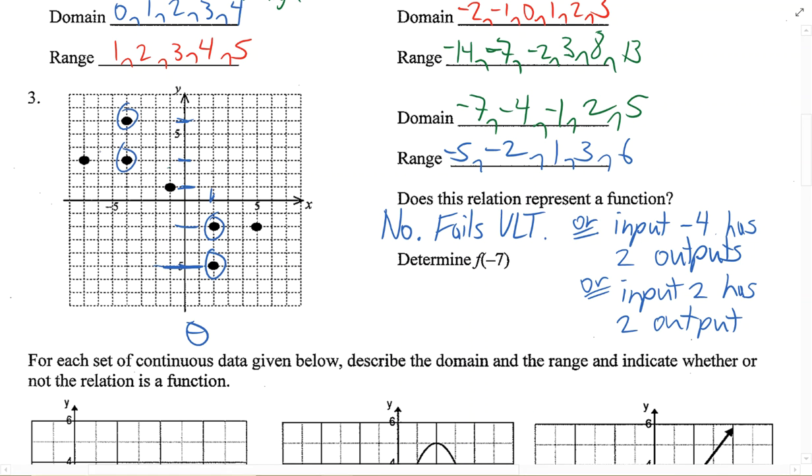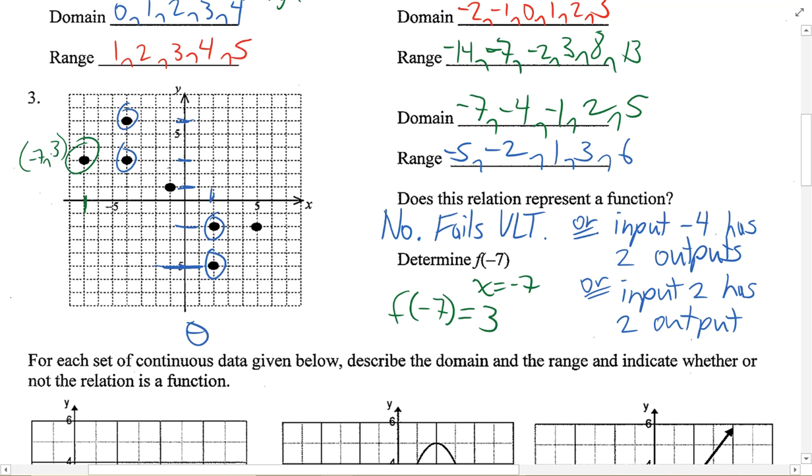Next one. Determine f at -7. So f at -7, that's my y value. So x equals -7. Here's -7, and what's the y value right there? It is +3. So we can say f at -7 equals 3, because that is my y value at this point, (-7, 3).